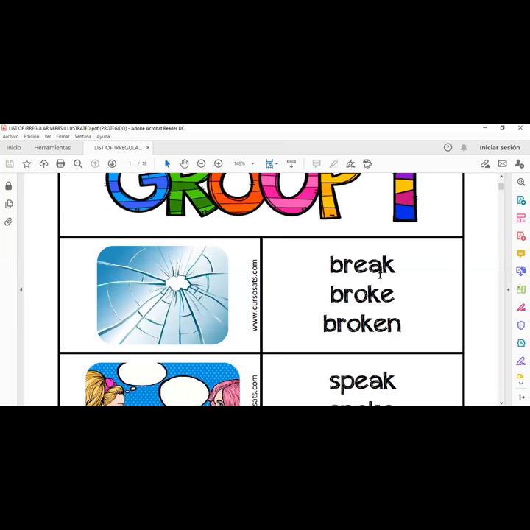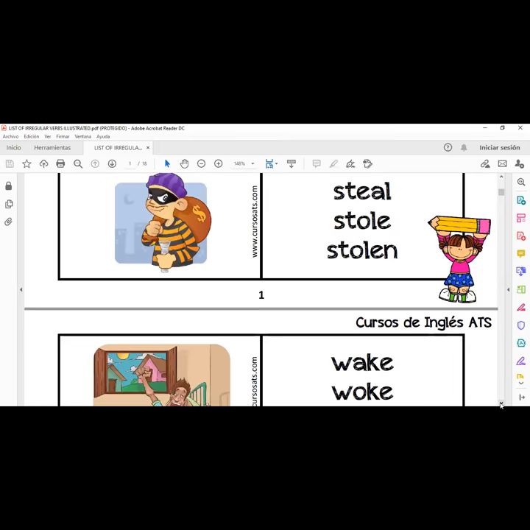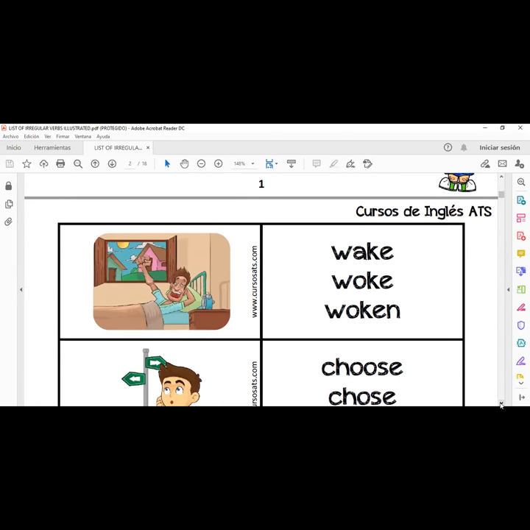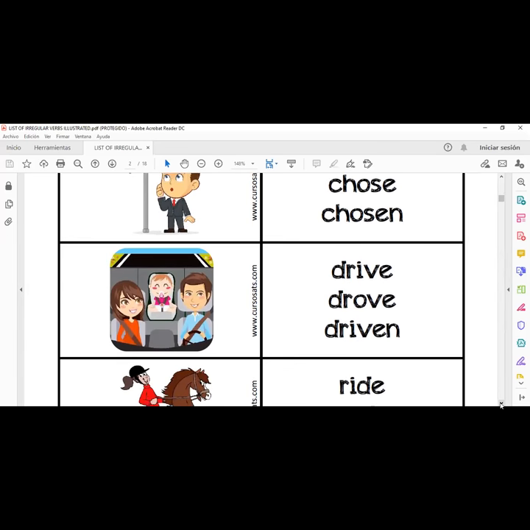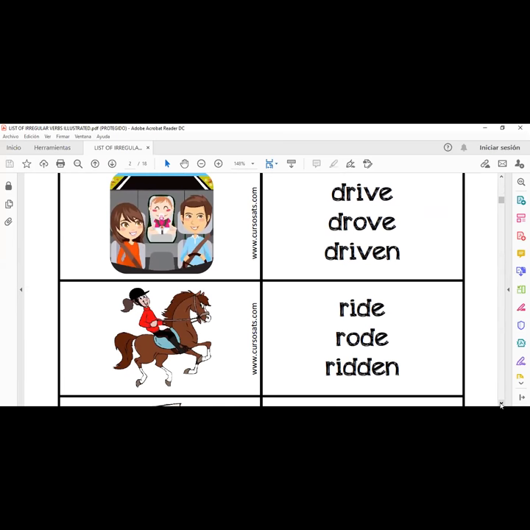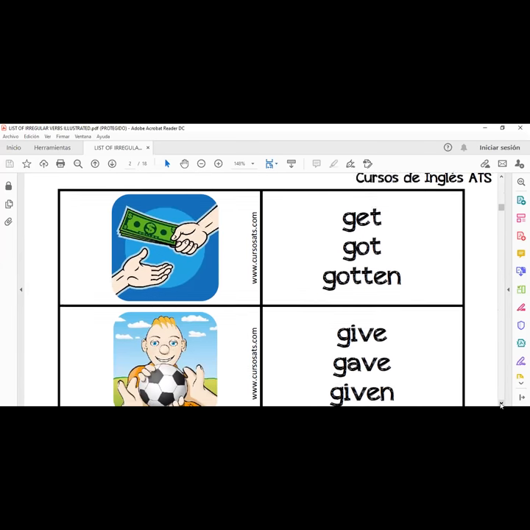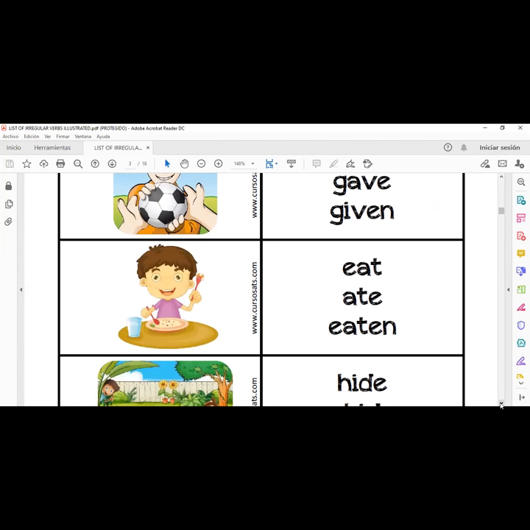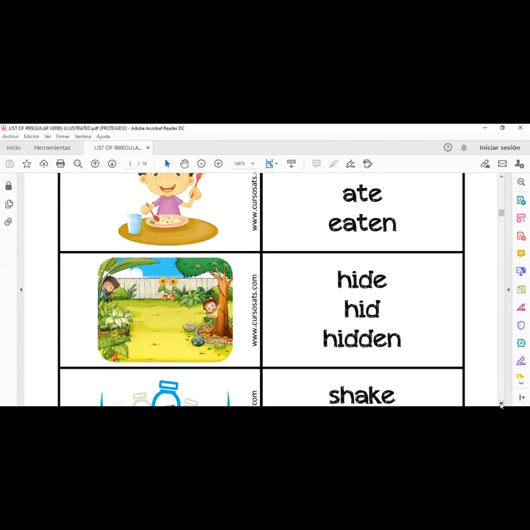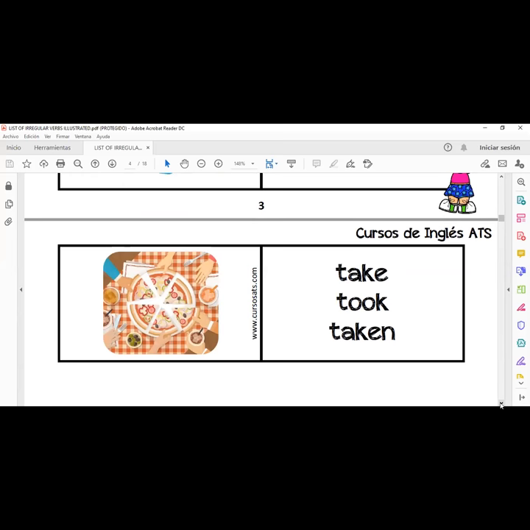So you pronounce break, broke, broken. Speak, spoke, spoken. Steal, stole, stolen. Wake, woke, woken. Choose, chose, chosen. Drive, drove, driven. Ride, rode, ridden. Write, wrote, written. Get, got, gotten. Give, gave, given. Eat, ate, eaten. Hide, hid, hidden. Shake, shook, shaken. Take, took, taken.